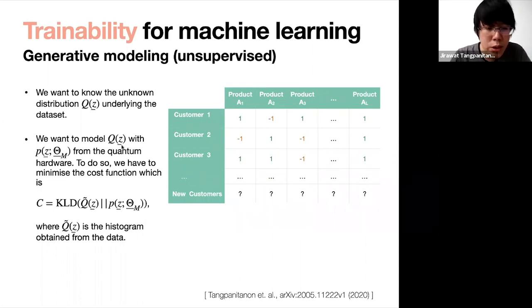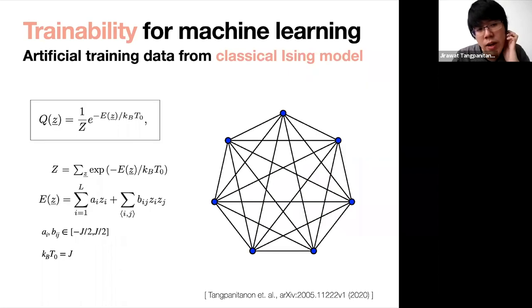So what we want to do when training is basically we want to change our variational parameters such that our output distribution is very close to the distribution of this data. Of course, we don't know the distribution of this data. So what we can do is some sort of histogram of a given data, and that's a cost function. So in this case, we're gonna use an artificial training data, which is drawn from classical Ising models. So it's an all-to-all coupling model with some random weights.